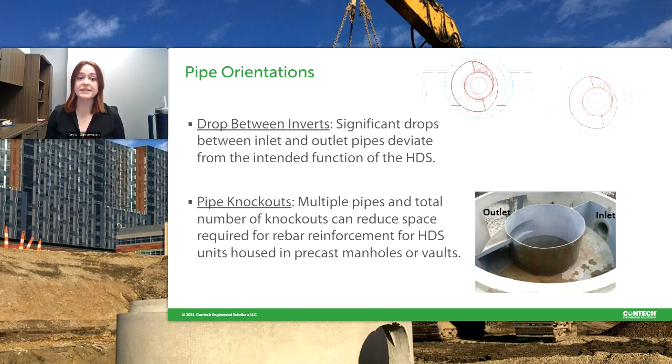Along with your pipe orientation and configuration with respect to the internals, you want to understand if there is a significant drop between the inlet and outlet pipes. If so, this can deviate from the intended function of the HGS and can unintentionally allow influent flow to bypass. So if your outlet pipe is down here and your inlet pipe is way up here and your internals only go this high, but your outlet's up here, all the water coming in is just going to go whoop, right over and bypass and not be treated.